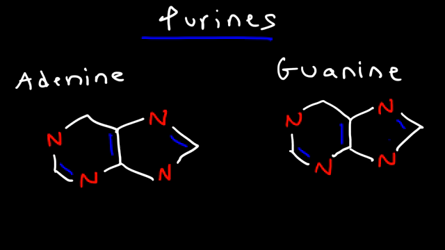Now let's talk about where they're different. By the way, there's a hydrogen here, so that's an NH. If you don't see a hydrogen, that means that there's a lone pair on the nitrogen.